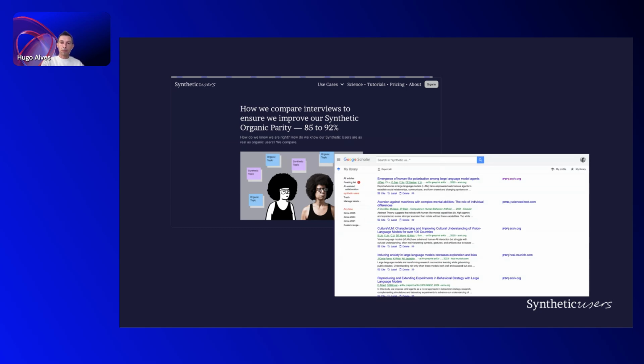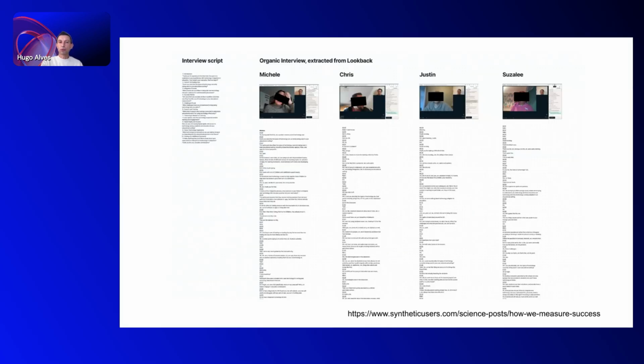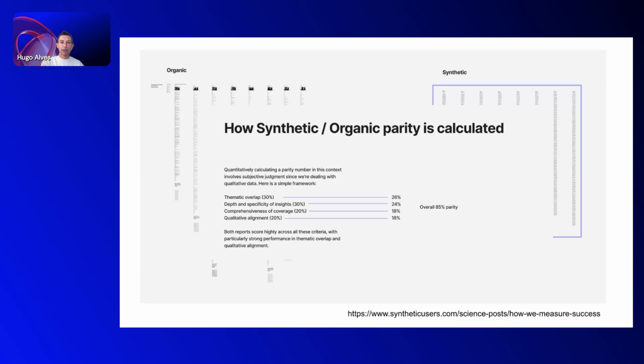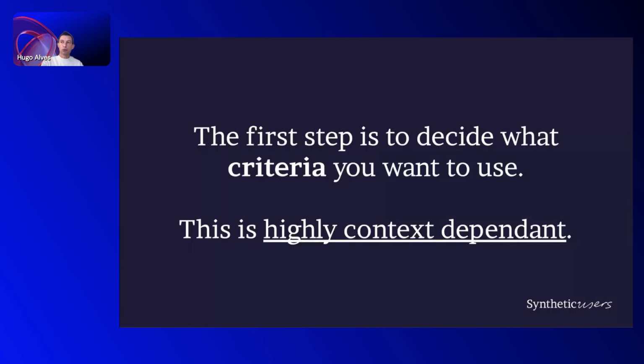There are also quite some academic papers right now that are essentially figuring out how well large language models match humans at different tasks with particular characteristics and demographics. And the way we do it is we interview humans, we transcribe the scripts. We don't, but we have automated systems for that. Then we run the equivalent interviews with synthetic users, and we calculate the parity between one and the other, focusing on the themes that come up, on the depth and specificity of the insights, comprehensiveness. So we have our own system to calculate this.